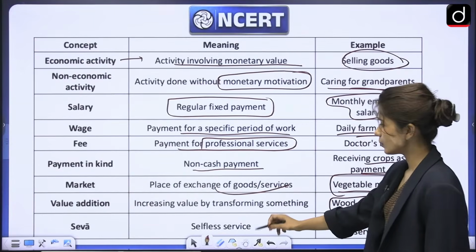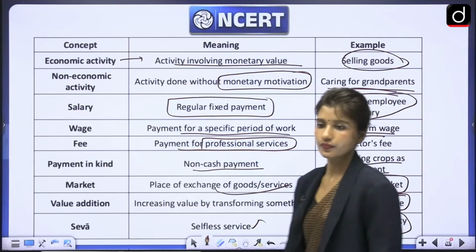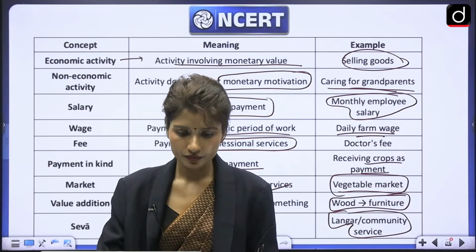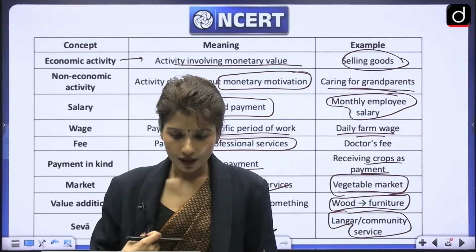And finally, seva, which is selfless service. For example, community services or langar. Is it clear? Okay. Next.